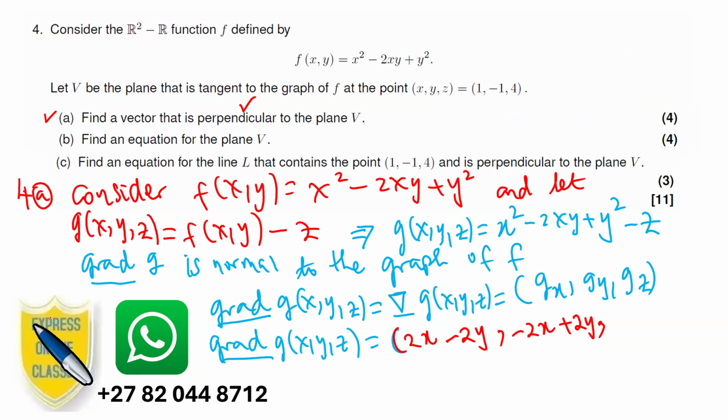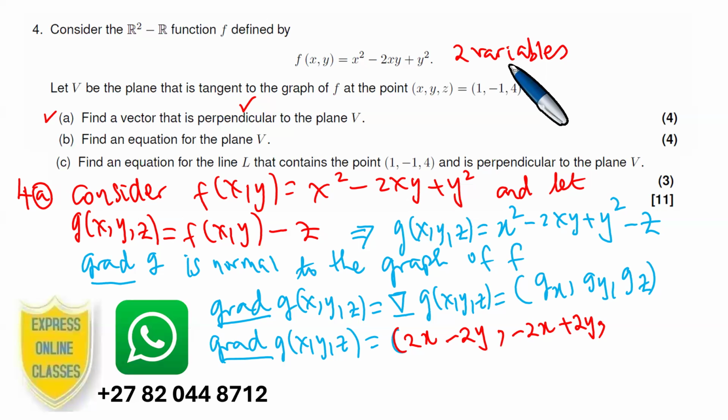Right, so now we have a function f of 2 variables. This is very important. If this function is a function of 2 variables, we introduce another function g, and this g is of 3 variables, because the point is actually an ordered triple. You are told: let V be the plane that is tangent to the graph of f at the point. So this plane is tangent to the graph of f at the point.